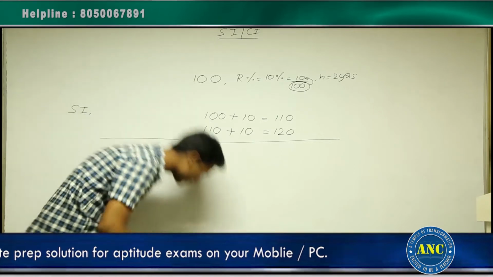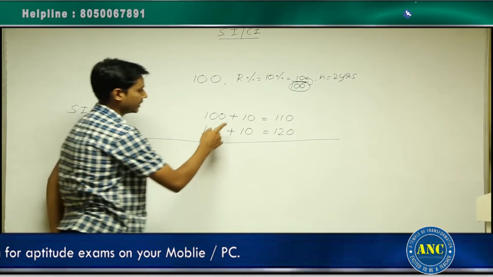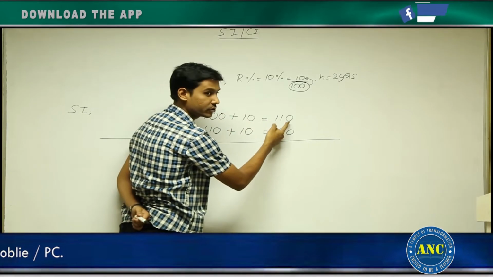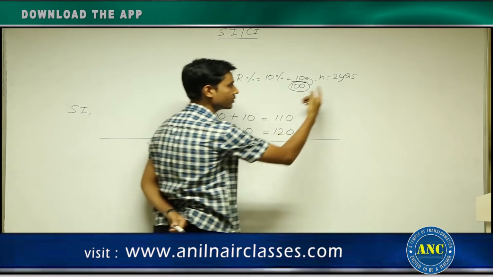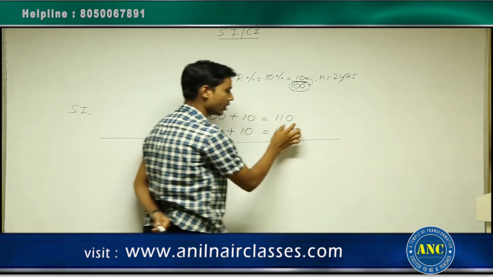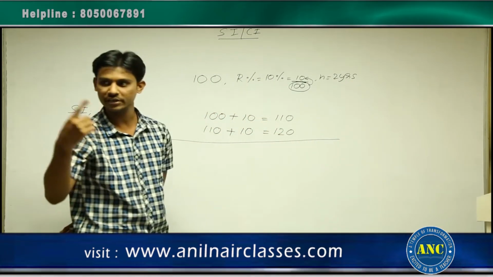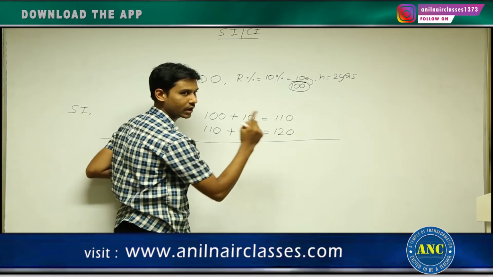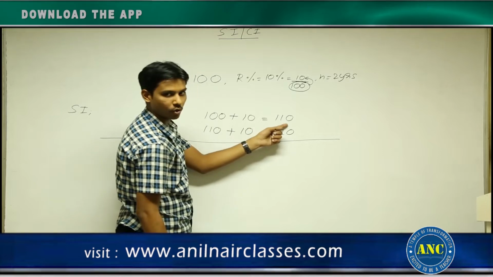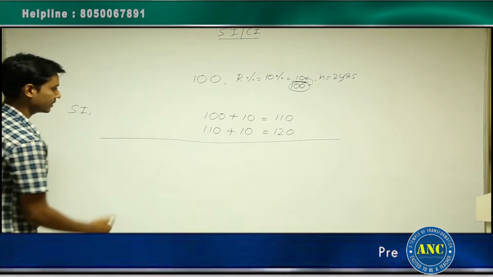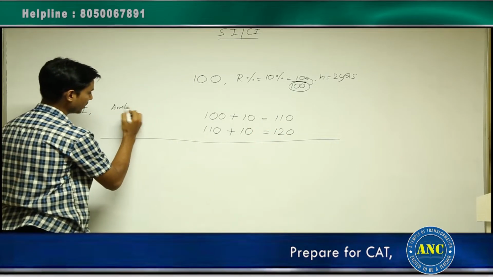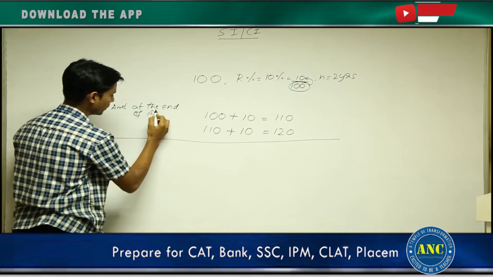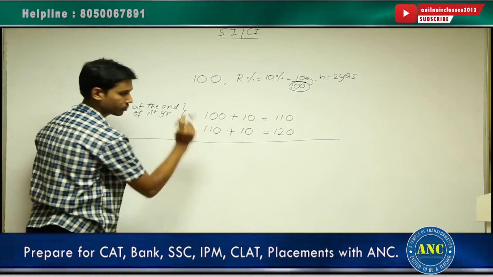See here, suppose in the first year I took 100 rupees from you and gave you 10 rupees extra. I should give you 110 rupees. Because you told me not to give before 2 years, I am not giving it, but it is still the money which I should give you. The money which I should give you is called the amount. This is nothing but the amount at the end of first year, which is 110 rupees.